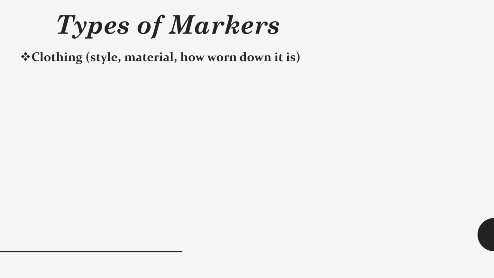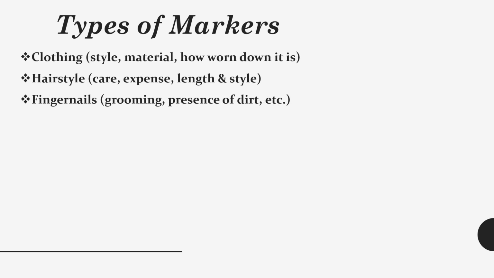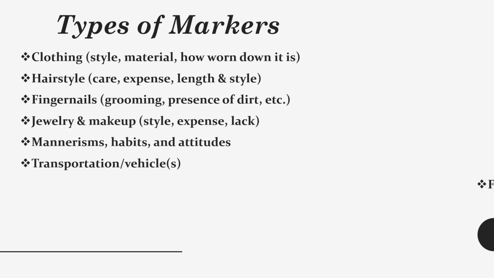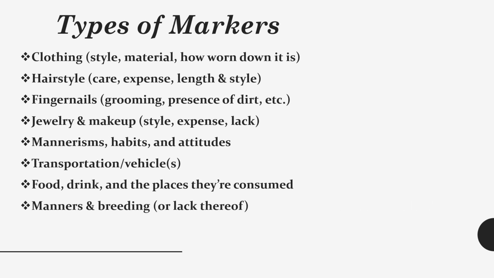So the types of markers: there's clothing, there's hairstyle, there's fingernails, jewelry and makeup, mannerisms, transportation, food, drink, and the places where they eat, manners and breeding or the lack thereof, and character dialogue. All of these things can tell us something about who a character is. Clothing is a big one because that's oftentimes one of the first things we'll see about a character, clothing and hairstyle. We might see the character's fingernails if we get a close-up or if you decide to describe them.